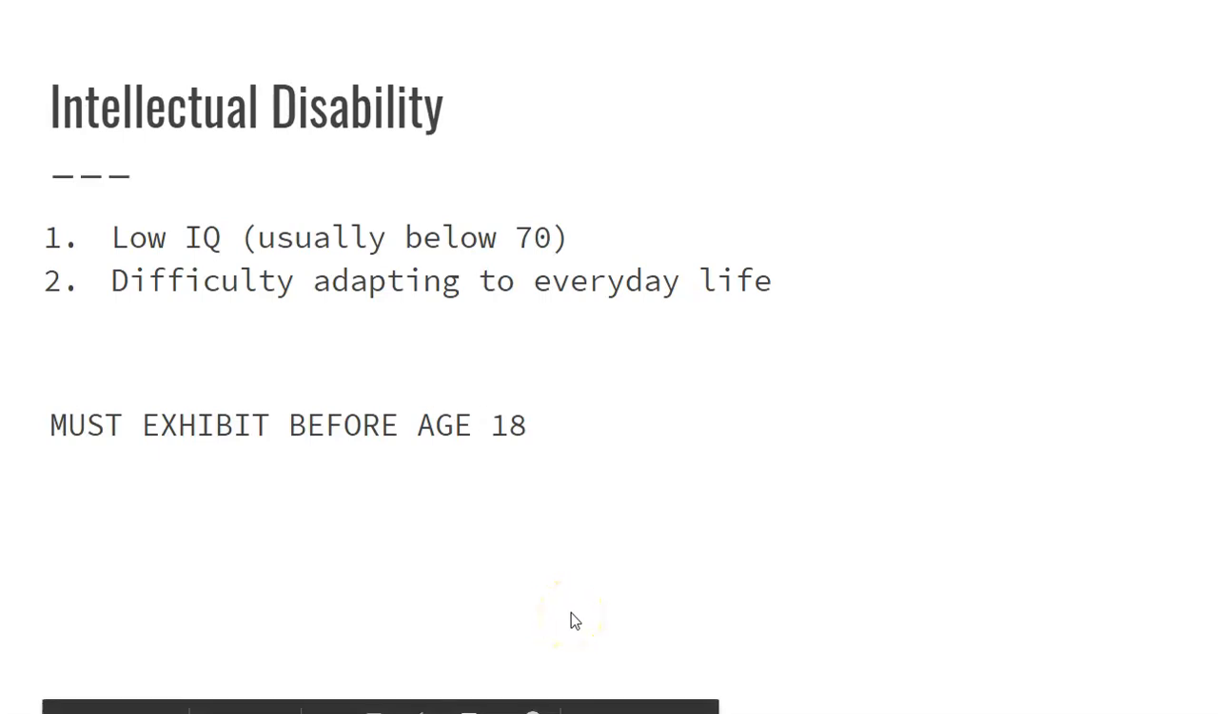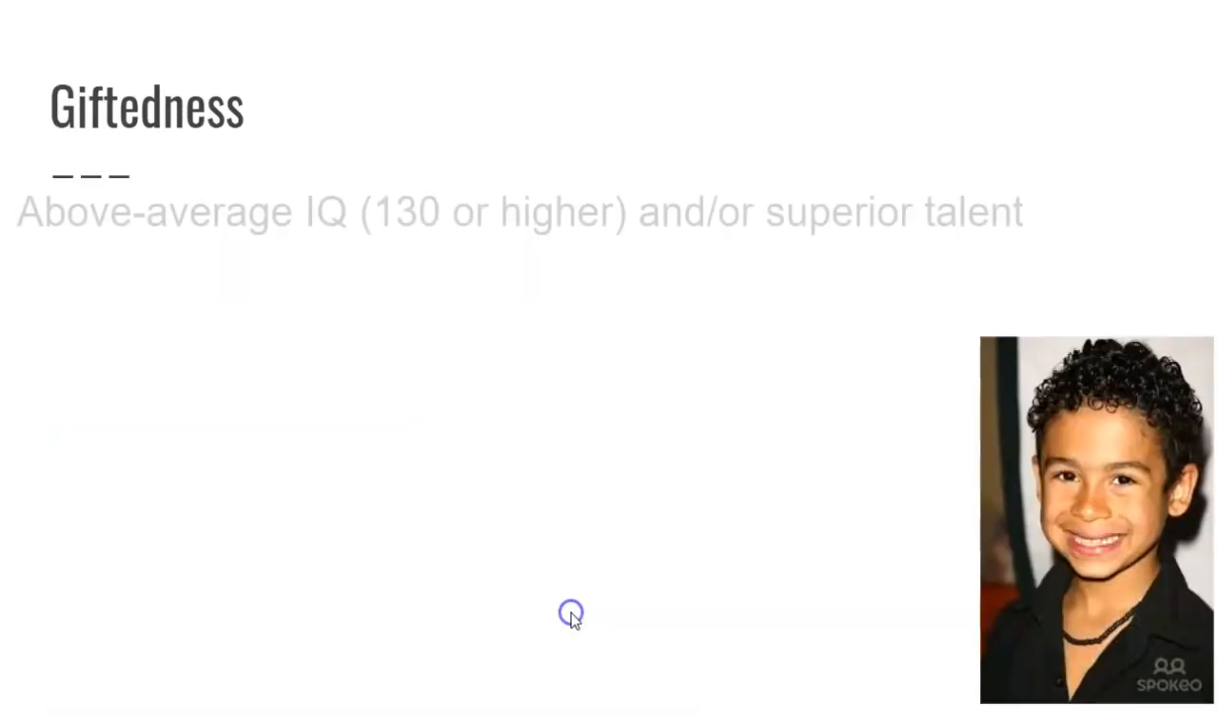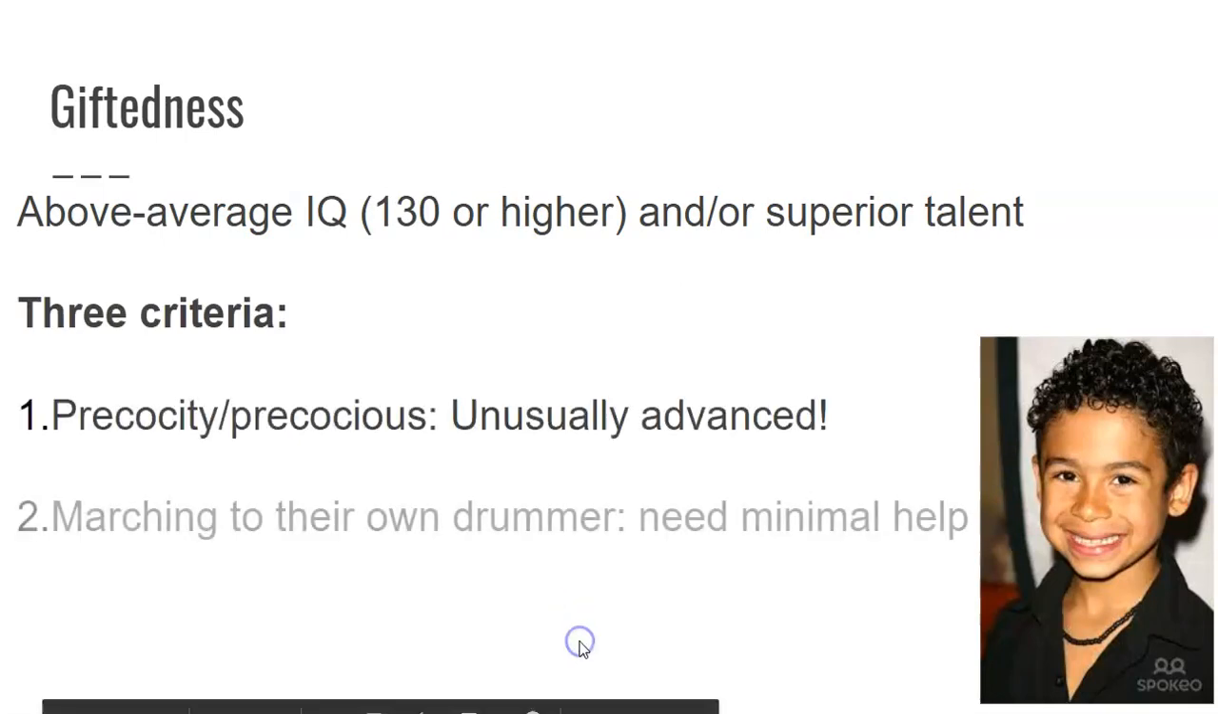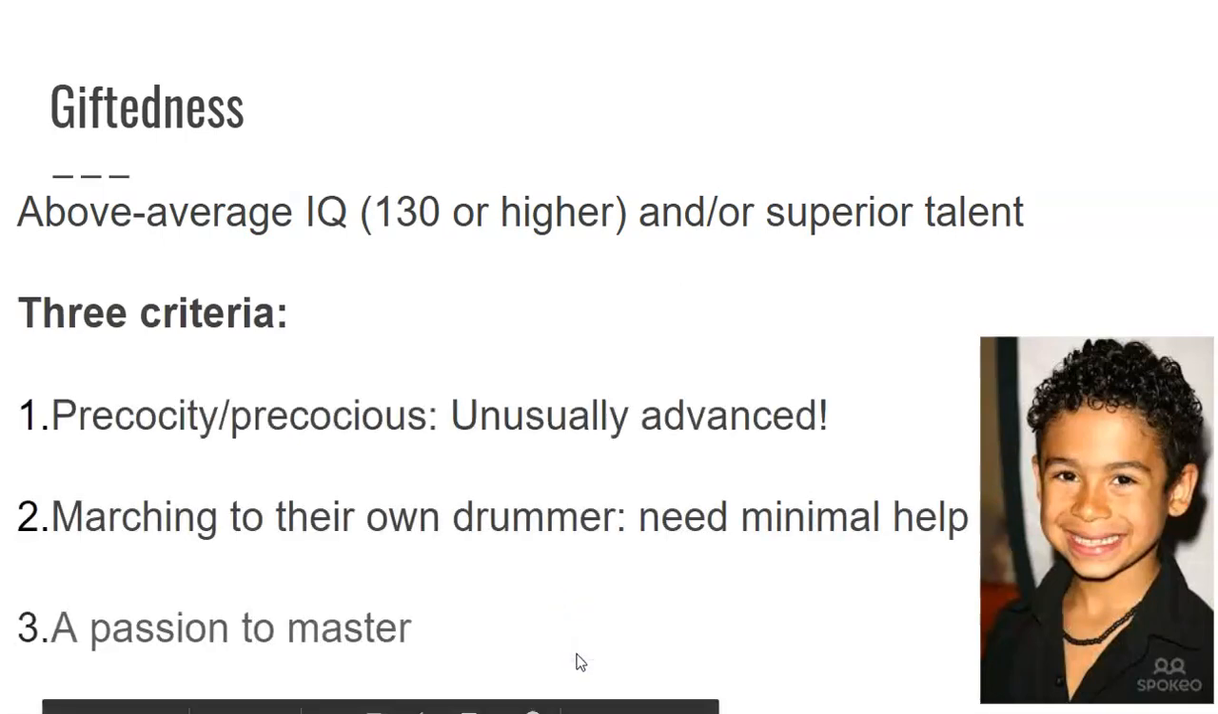On the other side of intellectual disability, on the other side of the bell curve, we have something called giftedness. And usually people that are gifted have an above average IQ, and their IQ usually falls between 130 and above, or they may also have a superior talent.